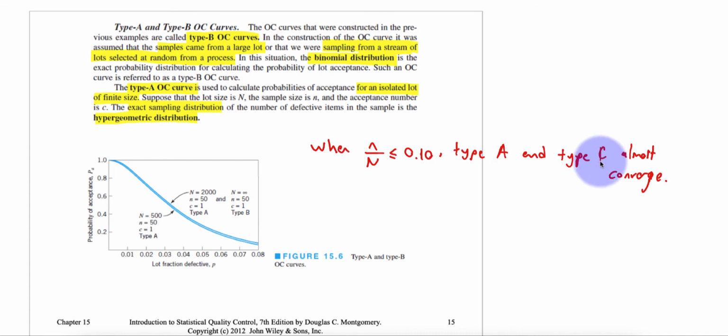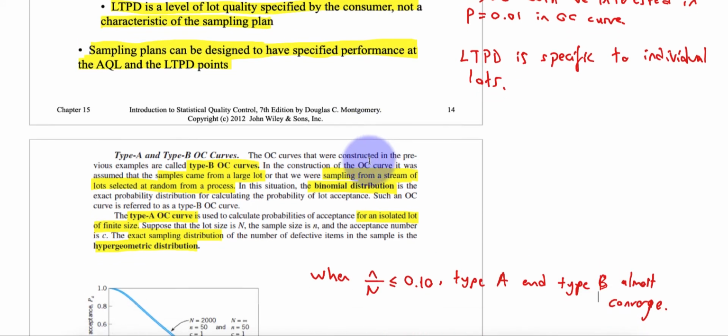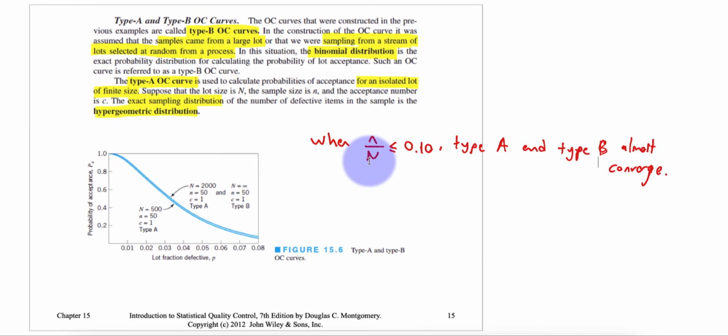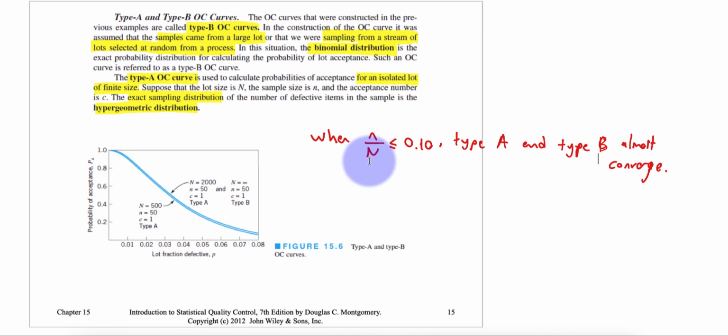Let's see this, B. Sorry, excuse me. All right. Okay. And also we see here that type A and type B converge to each other if the sample size is just 10% of the total lot size. All right. So acceptable quality level can be found in type B OC curves, and LTPD points can be found in the type A OC curves.